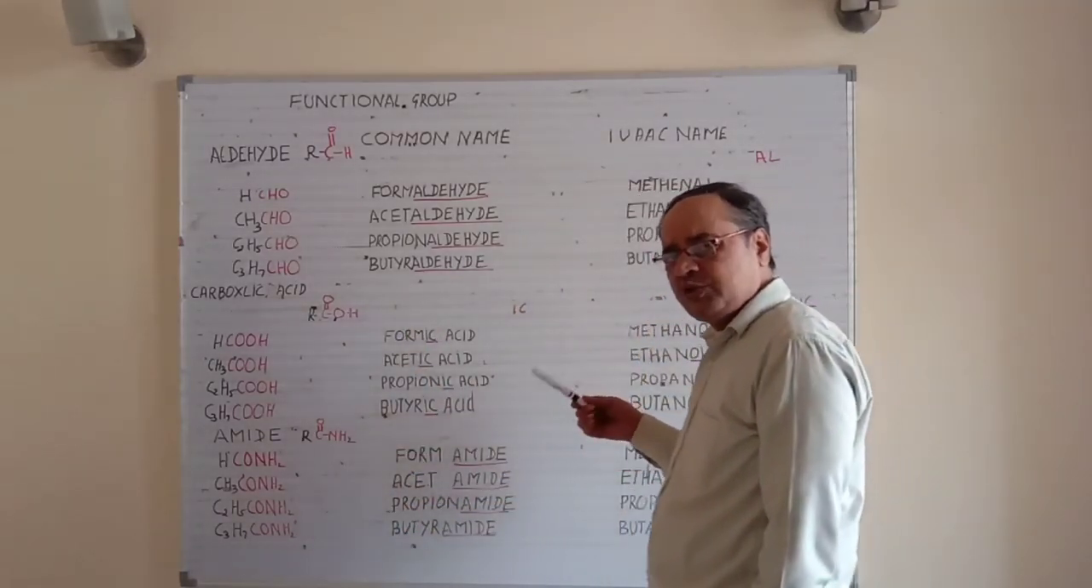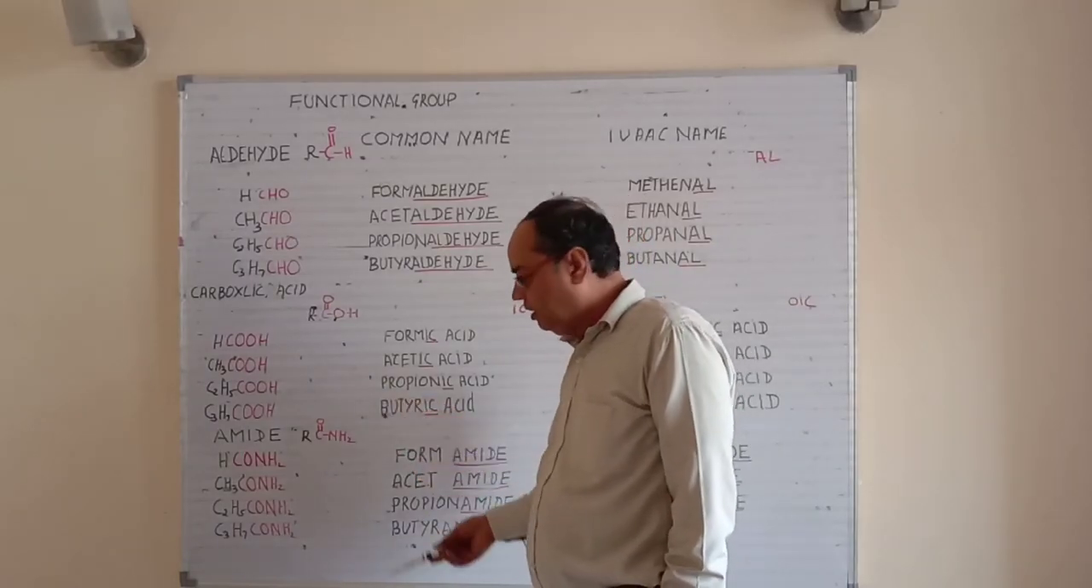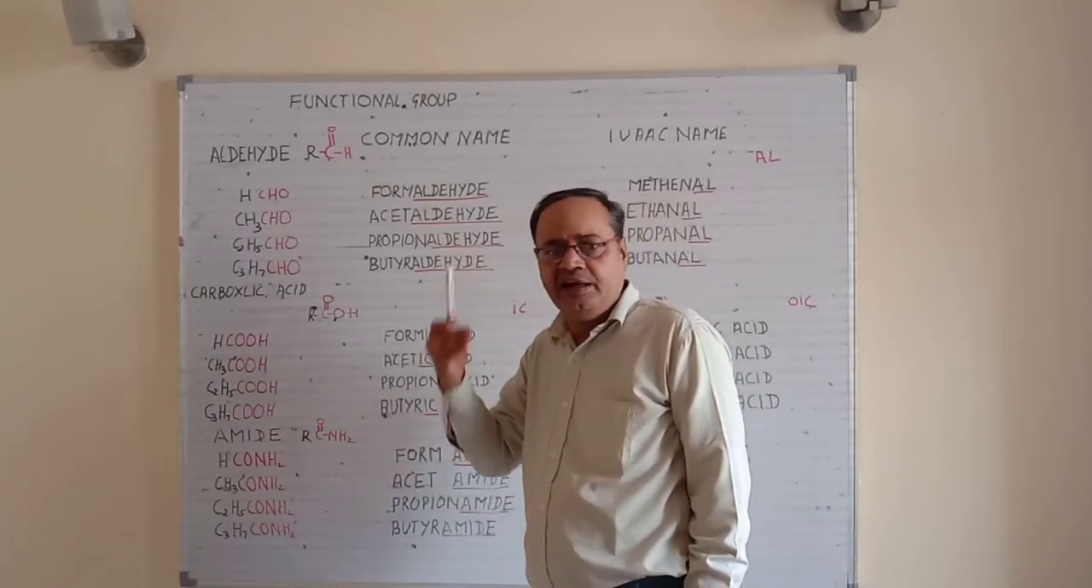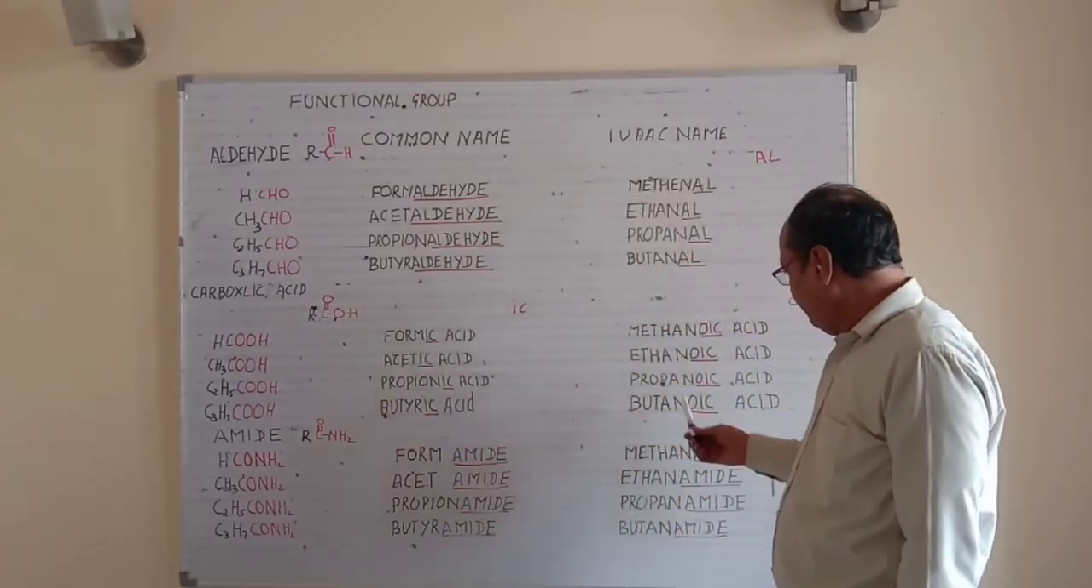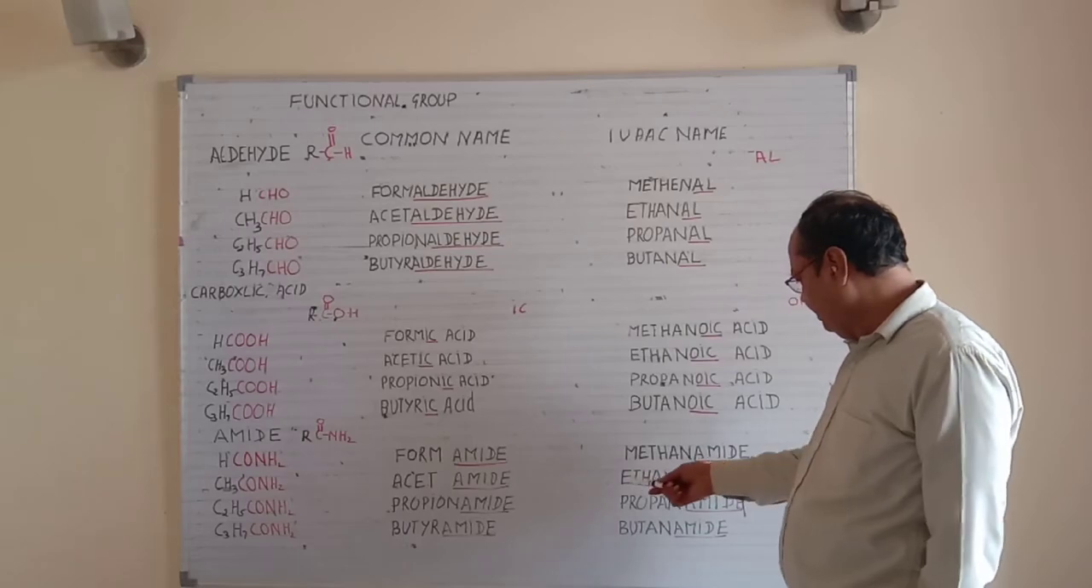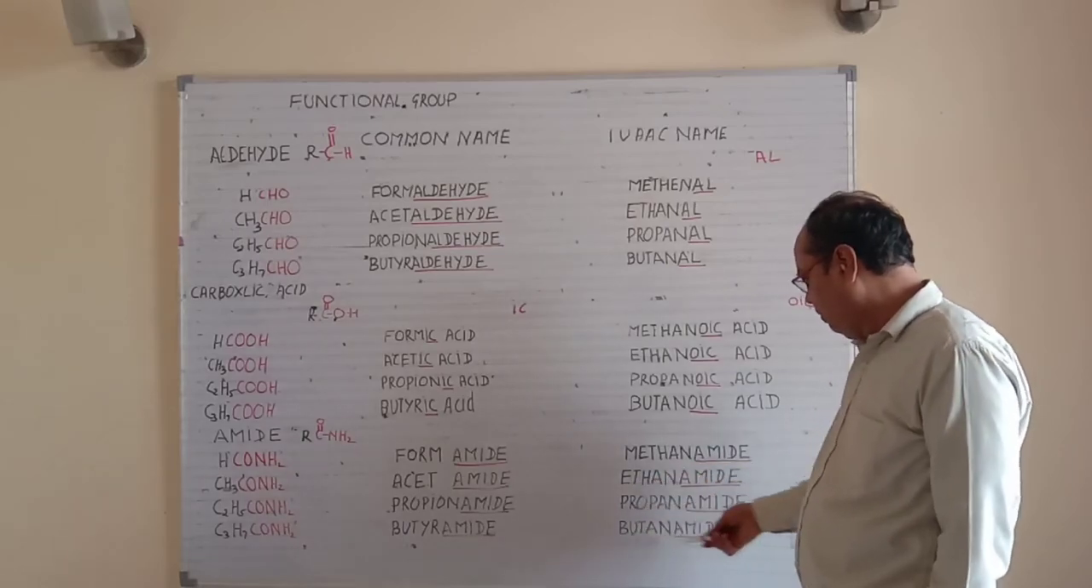The first four members are very important, and after getting the first four members, you can just guess the idea for the 5 carbon, 6 carbon, 7 carbon, and so on. In the IUPAC system, it is methanamide, ethanamide, propanamide, and butanamide.